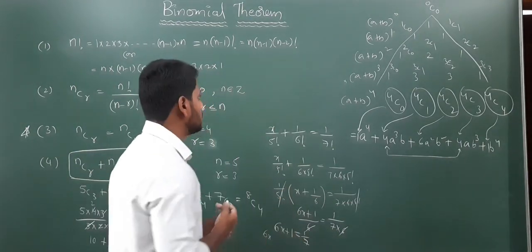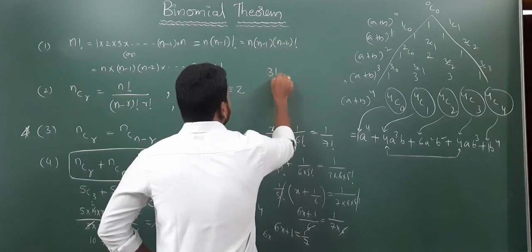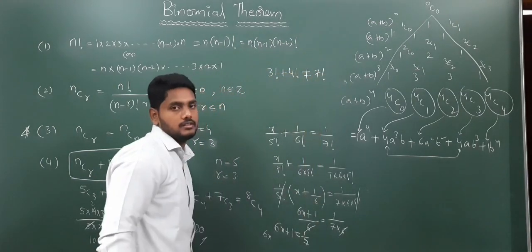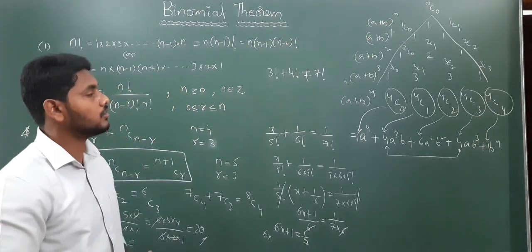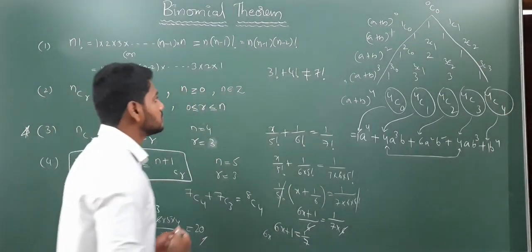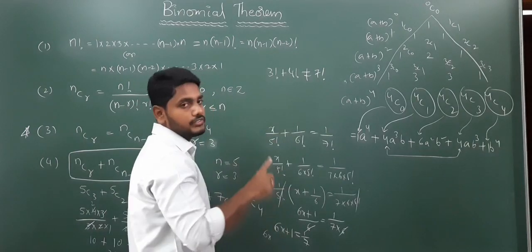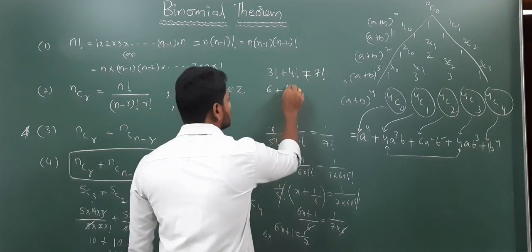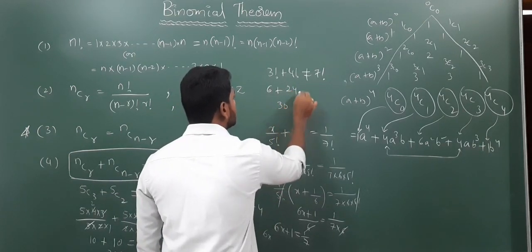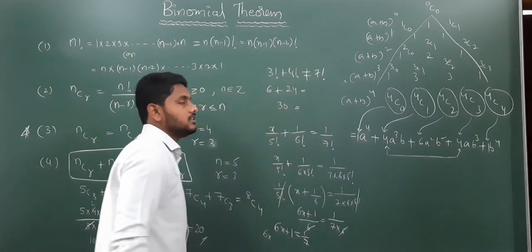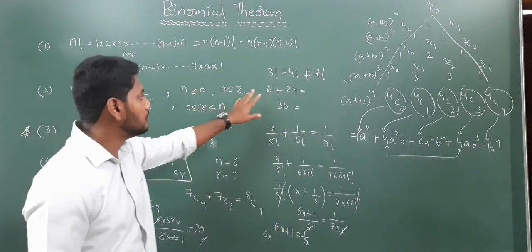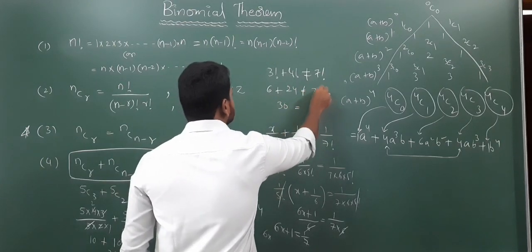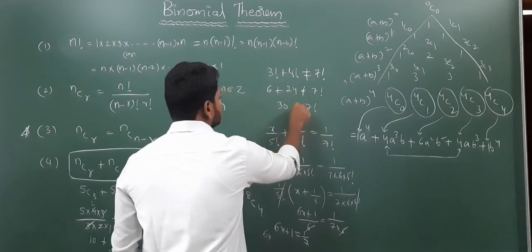Another thing you need to remember is that 3 factorial plus 4 factorial is not equal to 7 factorial. Why? What is the value of 3 factorial? 3 into 2 into 1, nothing but 6. What is 4 factorial? 24. So the sum is 30, but the value of 7 factorial is much higher compared to 3 factorial plus 4 factorial. That's why it is not equal to 7 factorial, right?